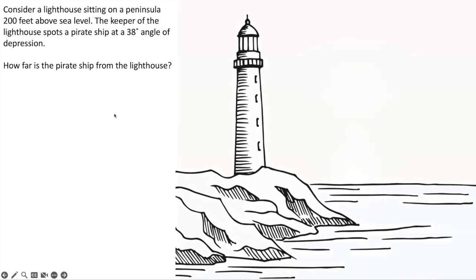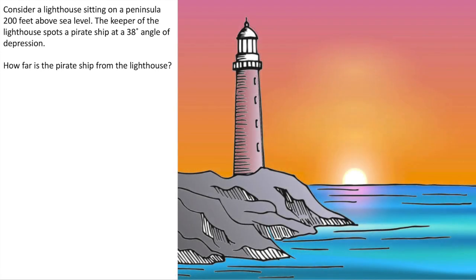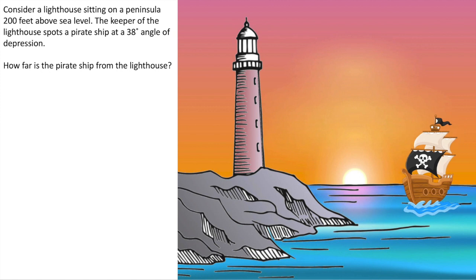And let's mark up this image. So we have the pirate ship coming in. And the first thing that we're going to do is draw the horizontal line of sight. We said that angles of elevation and angles of depression have to be drawn from a horizontal. So there's our first step.